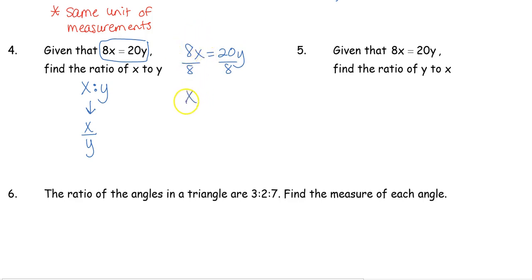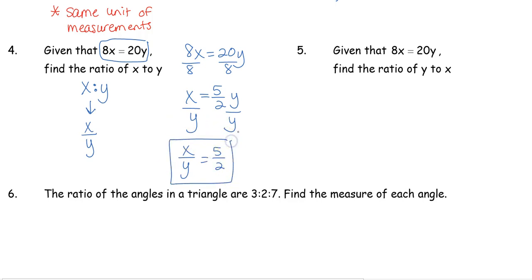So 8 divided by 8 gives me 1x. 20 over 8, I simplify that down to 5 over 2 y. So now I'm almost there, but to have a ratio of x to y, I need x on top, y on the bottom. So right now I need to move the y from the right-hand side to the left-hand side. I have 5/2 times y, so to move it, I divide. Then I've got x over y is 5 over 2. So the ratio of x to y is 5 to 2.